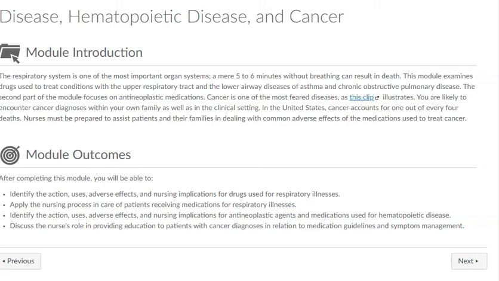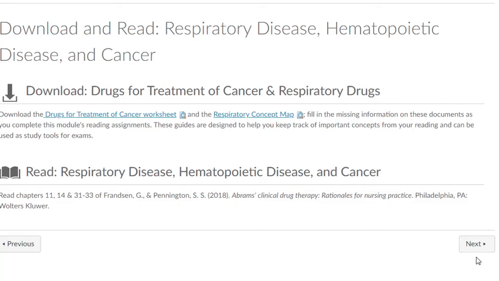In this module, we'll be exploring the treatment of respiratory diseases and cancer medications. Review the module outcomes here so you know where to focus your studies. The respiratory diseases has a concept map for you to complete on medications we'll be covering.